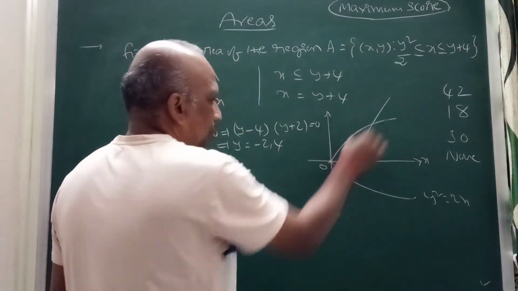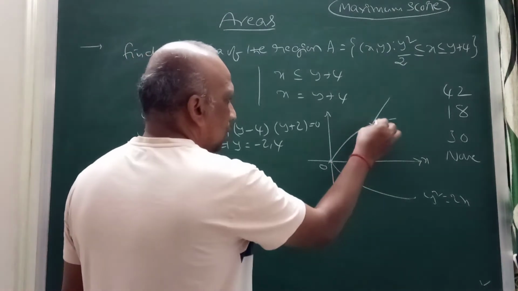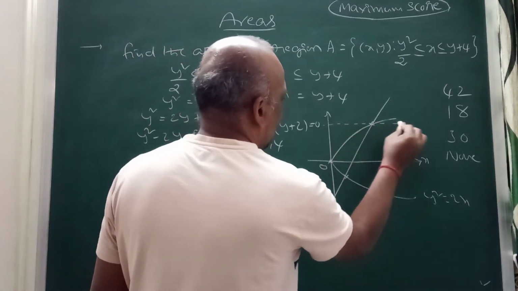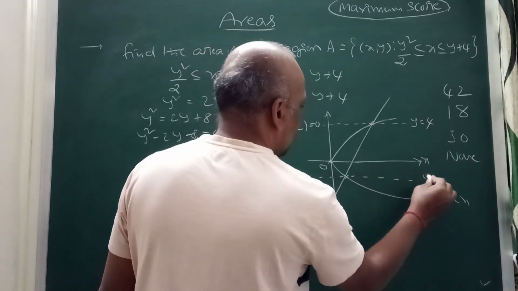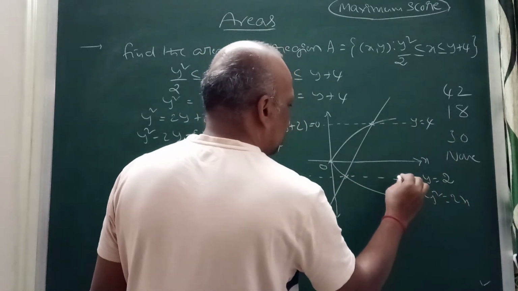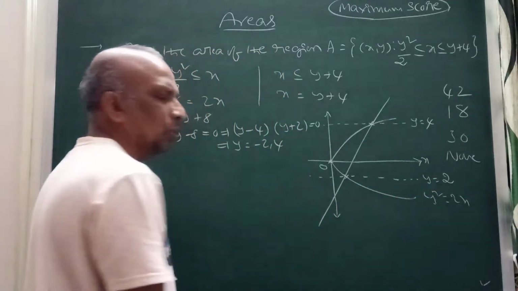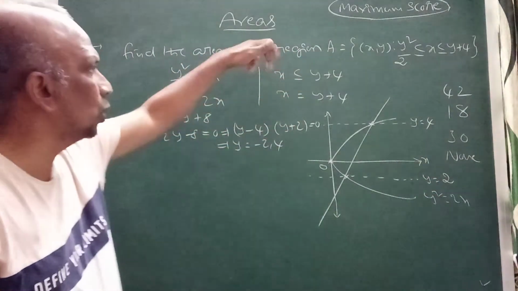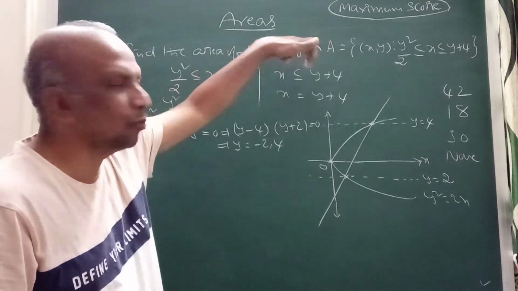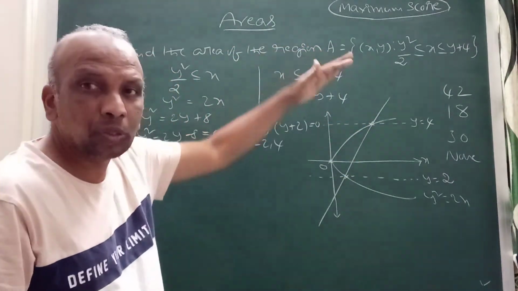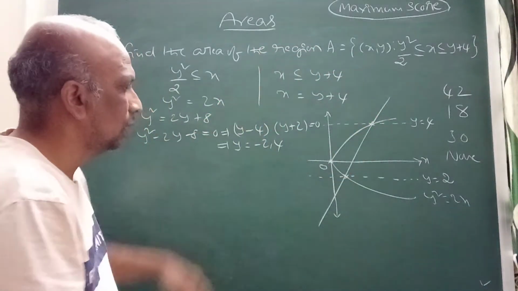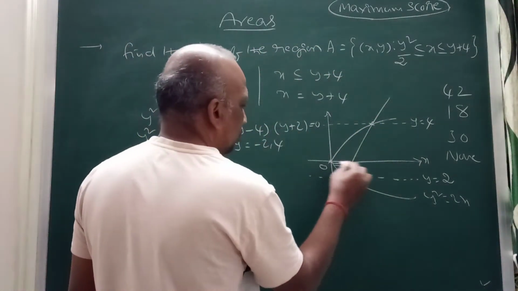Then the line it will come like this. This is the line y is equal to 4. So this is the line y is equal to minus 2. The line y equal to minus 2. So you can check here, if we substitute 0, 0 in this, 0 less than 4, that is true. 0 less than 4 means this inequality shows above the line. So this is the required area.